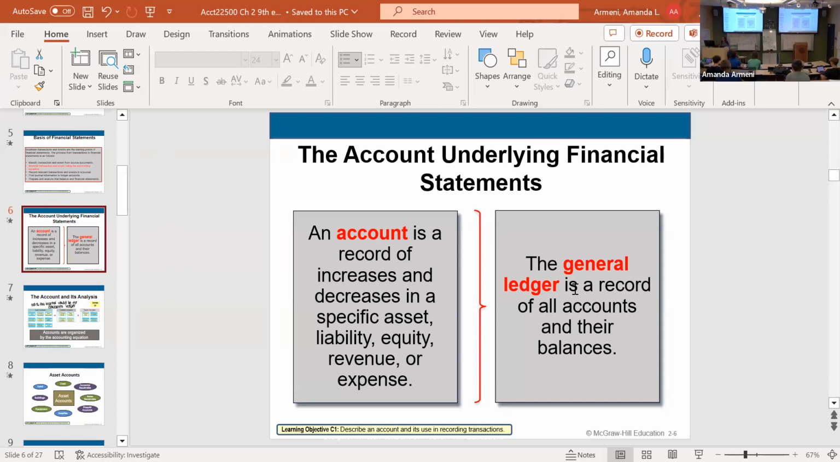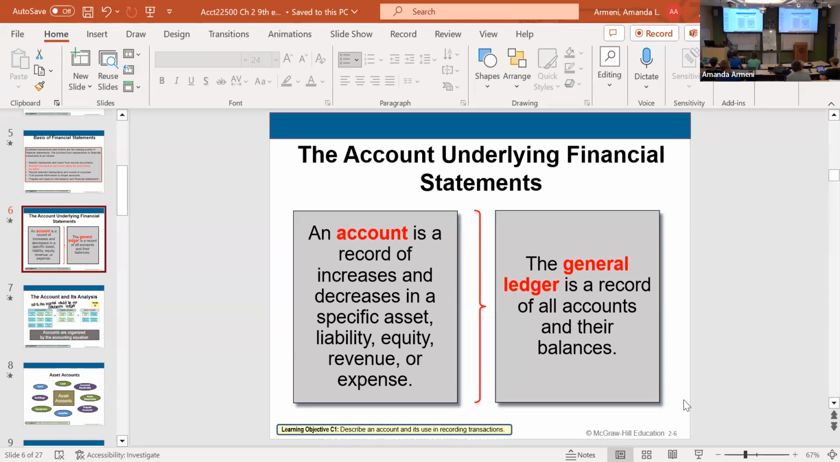So an account is going to be a record of increases and decreases in a specific asset, liability, or one of the components of equity. And if you accumulate all of those accounts together, we call that a general ledger. Again, some of this is brand spanking new, like a foreign language, right? These are terms that you have not used in your everyday life, at least in this context. So we want to understand what these terms mean. An account is just a record of the increases and decreases of one specific thing. But a general ledger is an accumulation of all of those put together, okay?